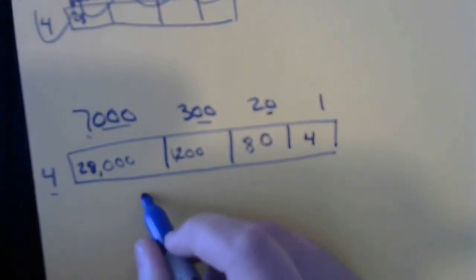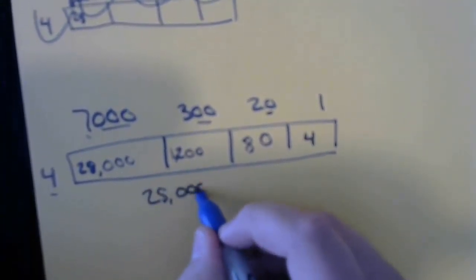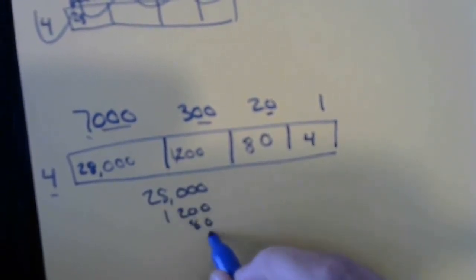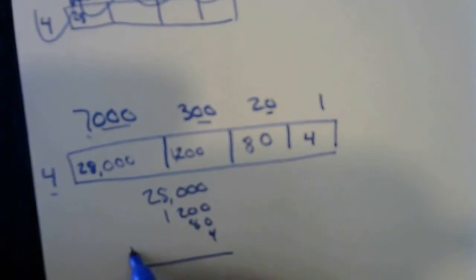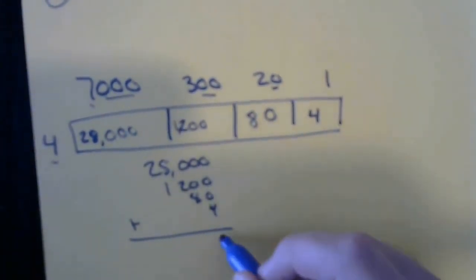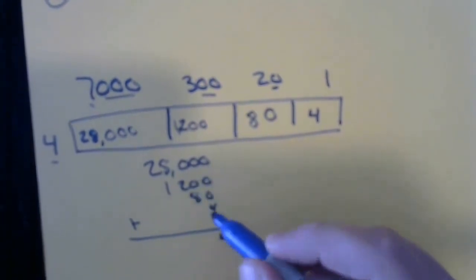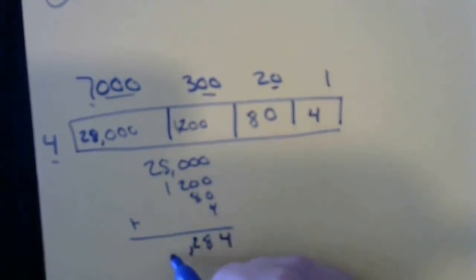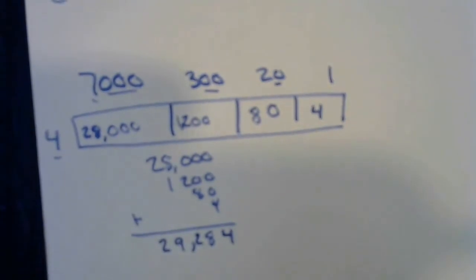So now I just have to add up all those numbers. 28,000 plus 1,200 plus 80 plus 4. It seems like it's a lot to add, but because there's so many zeros, it actually goes really quick. So 0, 0, 0, and 4 is 4. 0, 0, and 8 is 8. 0 and 2 is 2. 8 and 1 is 9, and then keep my 2. So my answer is 29,284. So let's try another area model problem like that.